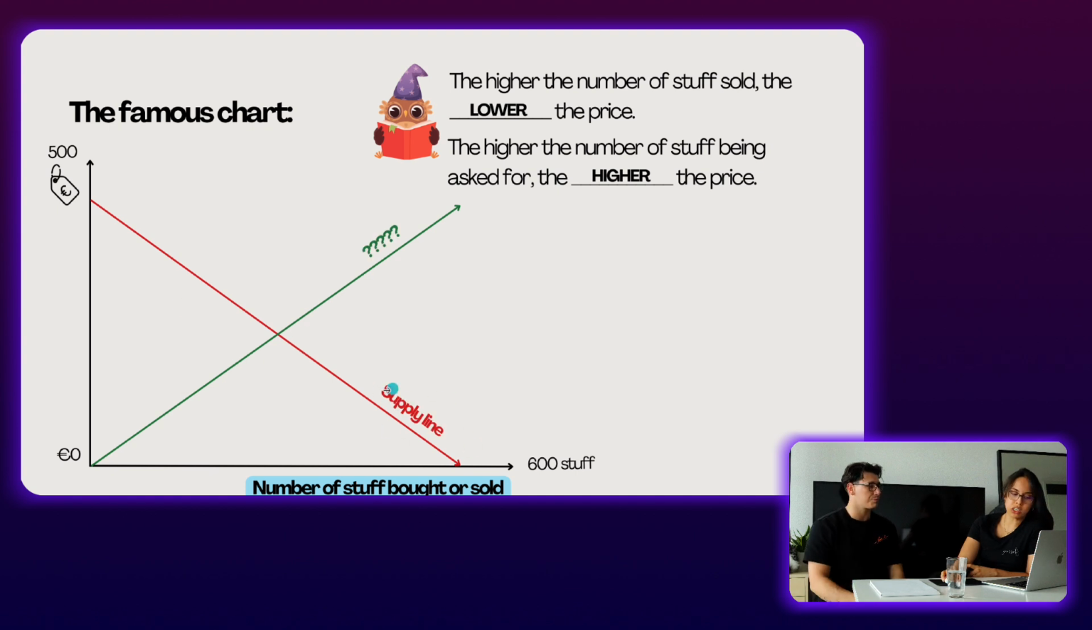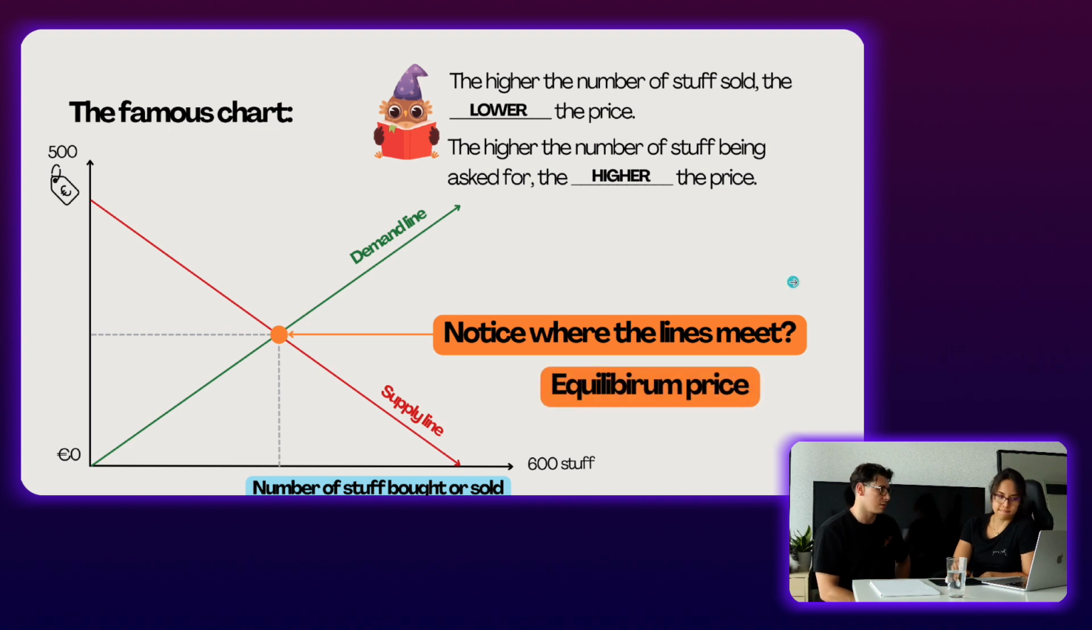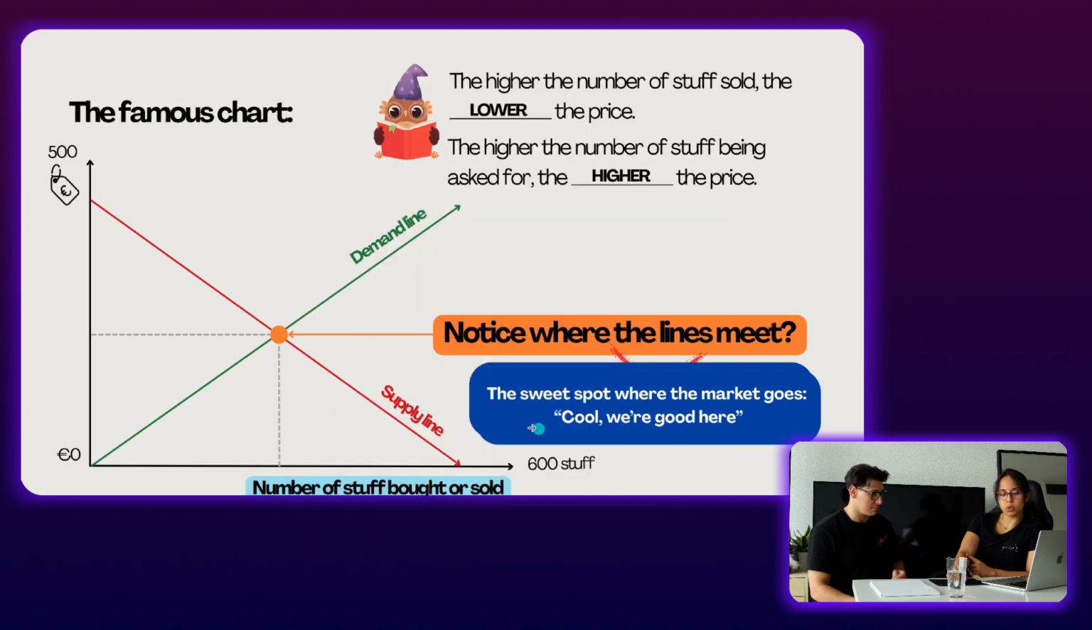So if this red one is called the supply line, the green one is called? Demand. Notice where the lines meet? Yes, the yellow dot. This is what people call the equilibrium price. What do you think equilibrium means? Balance. But because we don't like fancy words, we call it the sweet spot where the market goes.